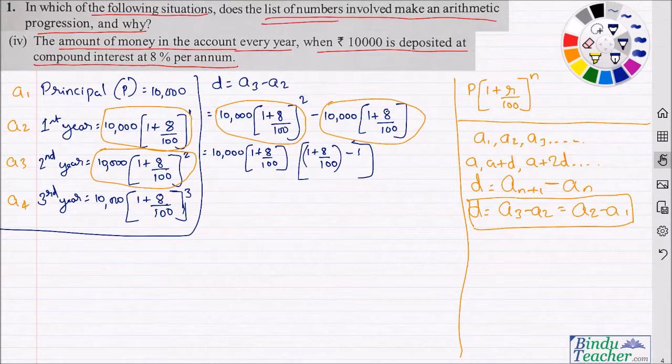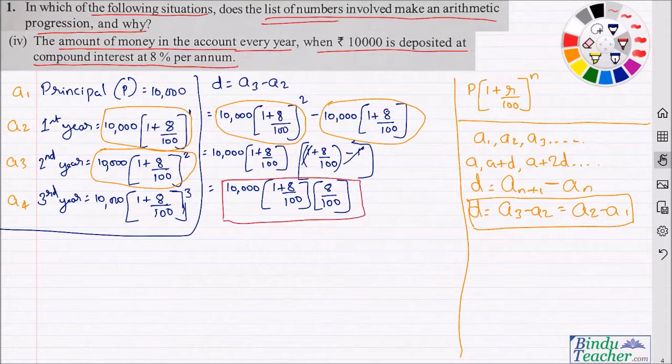Okay, so now we can simplify within the parenthesis, and here you will see we have minus 1. So minus 1 and plus 1 will cancel out. So the final result will be 10,000 (1 plus 8 by 100) into 8 by 100. Okay, so although we can simplify this further, we will not do it. We will keep the answer to this level only. Okay, now let us calculate the common difference for A2 minus A1 and see if we get the same result.